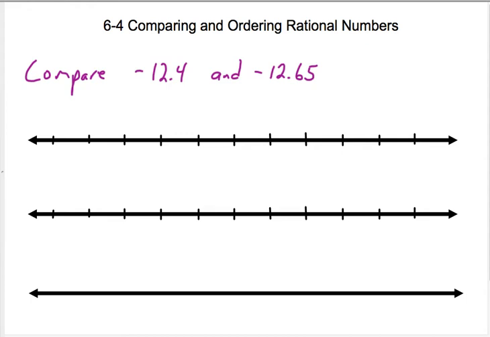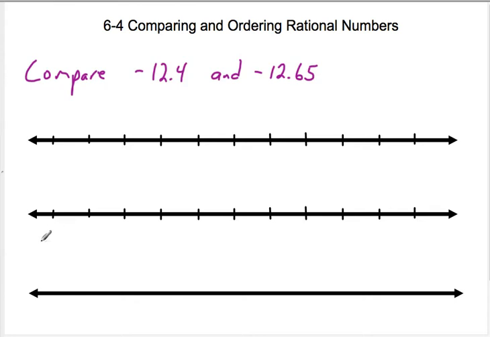Hello everybody. In this video I'll be comparing and ordering rational numbers. Again, rational numbers are numbers that can be made into a fraction that have integers on the top and bottom of the fraction. Here the rational number is looking like a decimal, so if we want to compare negative 12.4 and negative 12.65, a pretty common mistake with sixth graders is that they see 12.65 as being larger than 12.4, which is true on a positive scale.